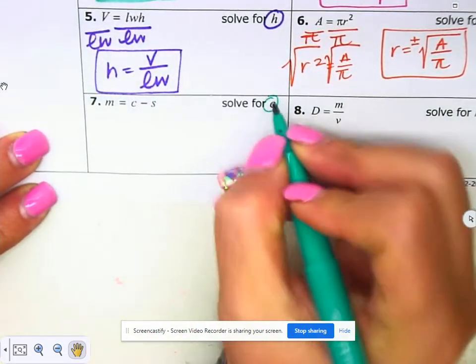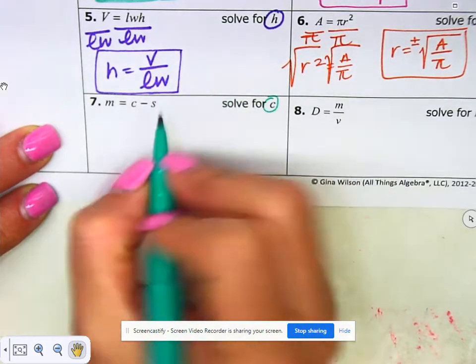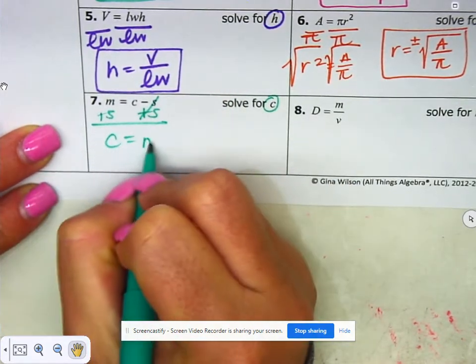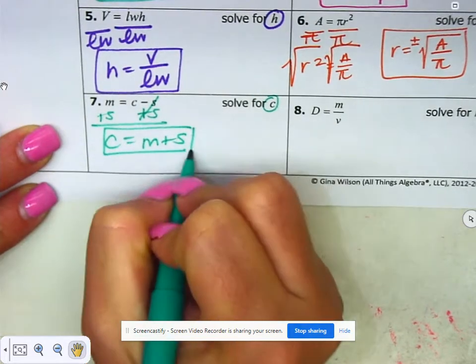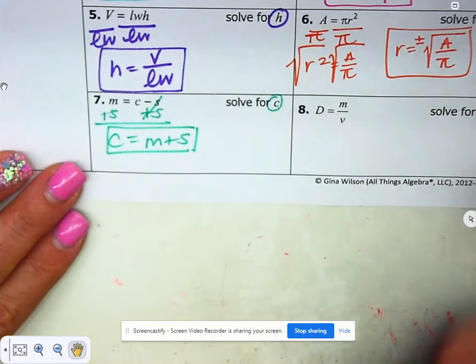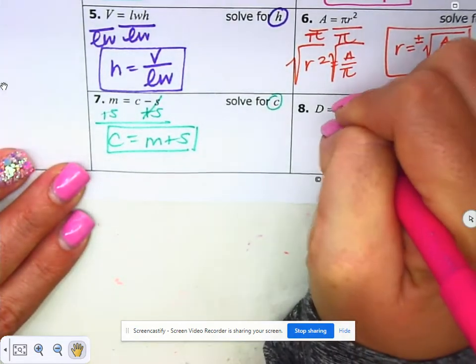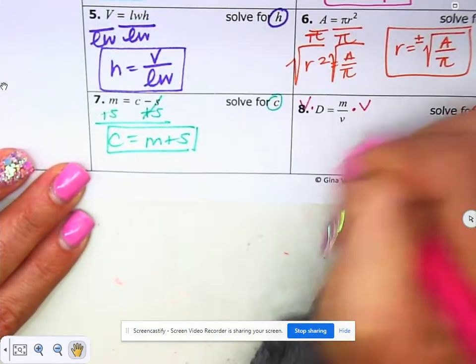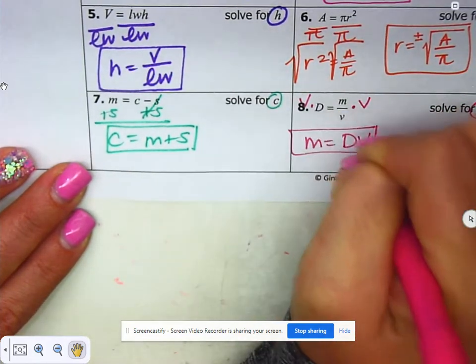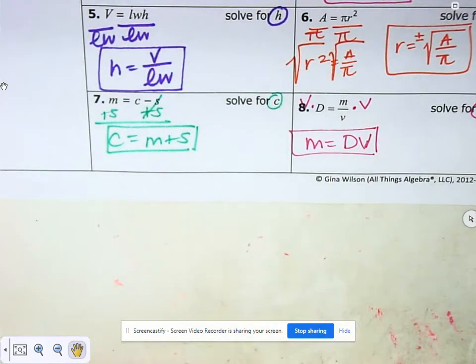All right. And here now we're solving for C. So this time they are subtracting S, so we're going to add S. So C is going to equal M plus S. They weren't multiplying that time. All right, and then we're going to solve for M here by multiplying by V. And you can put the V first and then the D. It doesn't matter. It is multiplication. They are interchangeable.